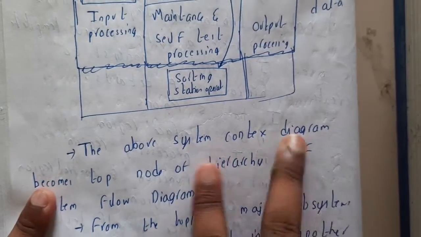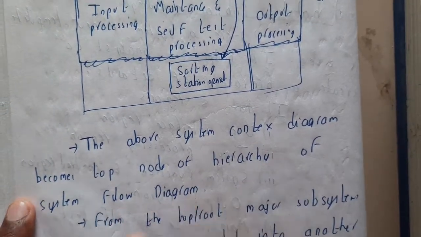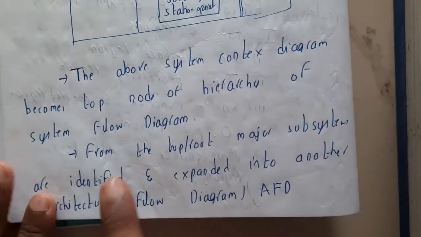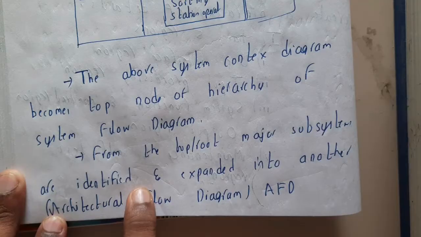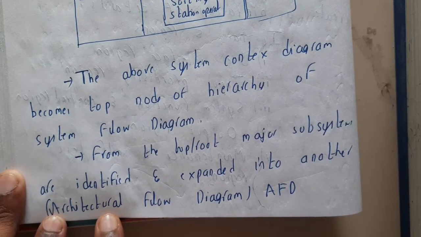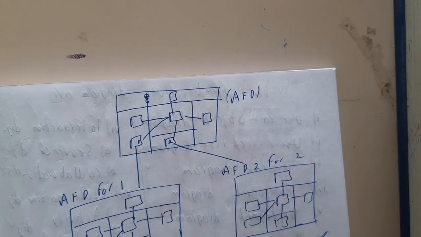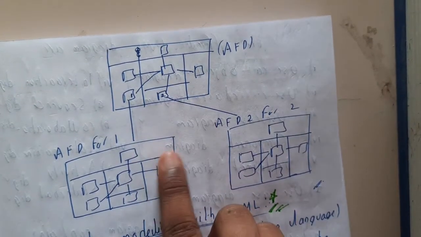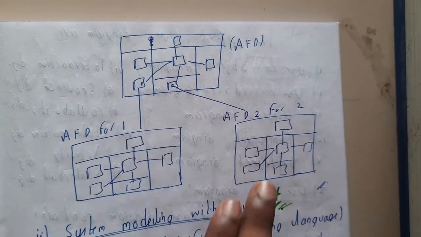The above system context diagram is the top node of the hierarchy, from which the flow is shown. The top, or root, major subsystems are identified and expanded into the AFD, that is the architecture flow diagram. We will call this the architecture flow diagram. Even for architecture flow diagrams, if there is a flow between multiple components, you can draw it in this way.